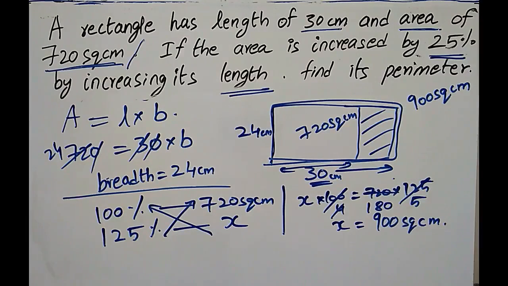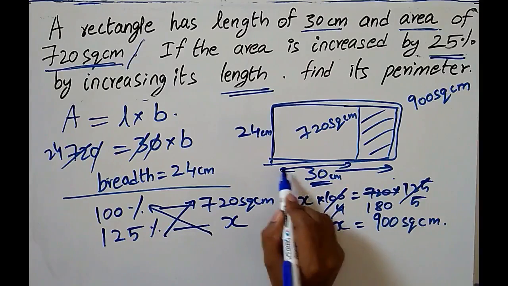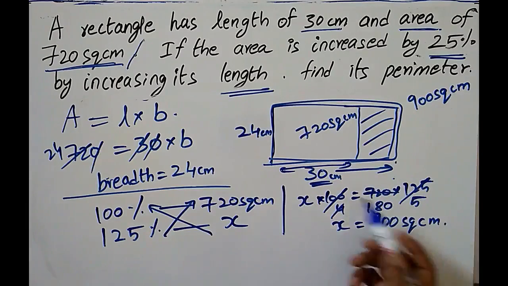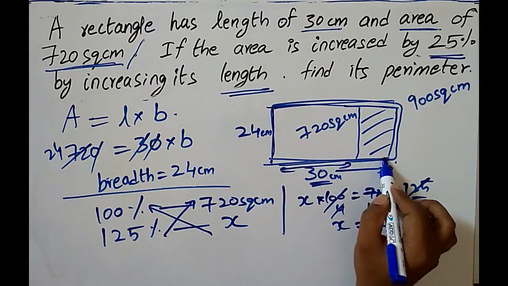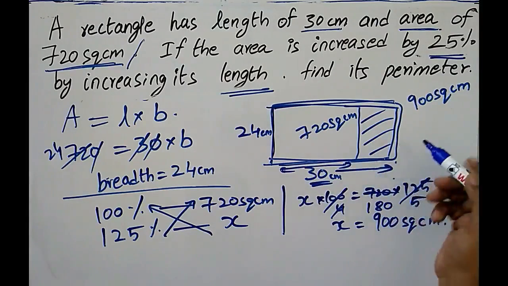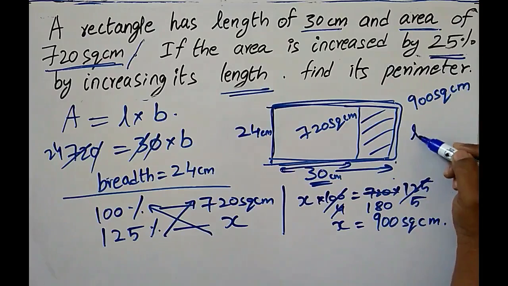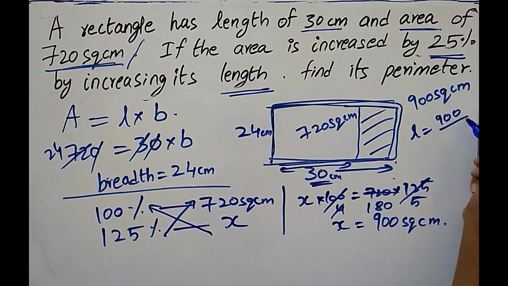But we have to find the increased length. How can we find it? Here the breadth is constant throughout the rectangle. So to find the length, it is equal to the increased area divided by the breadth, that is 900 by 24 centimeters. Let's cancel it.